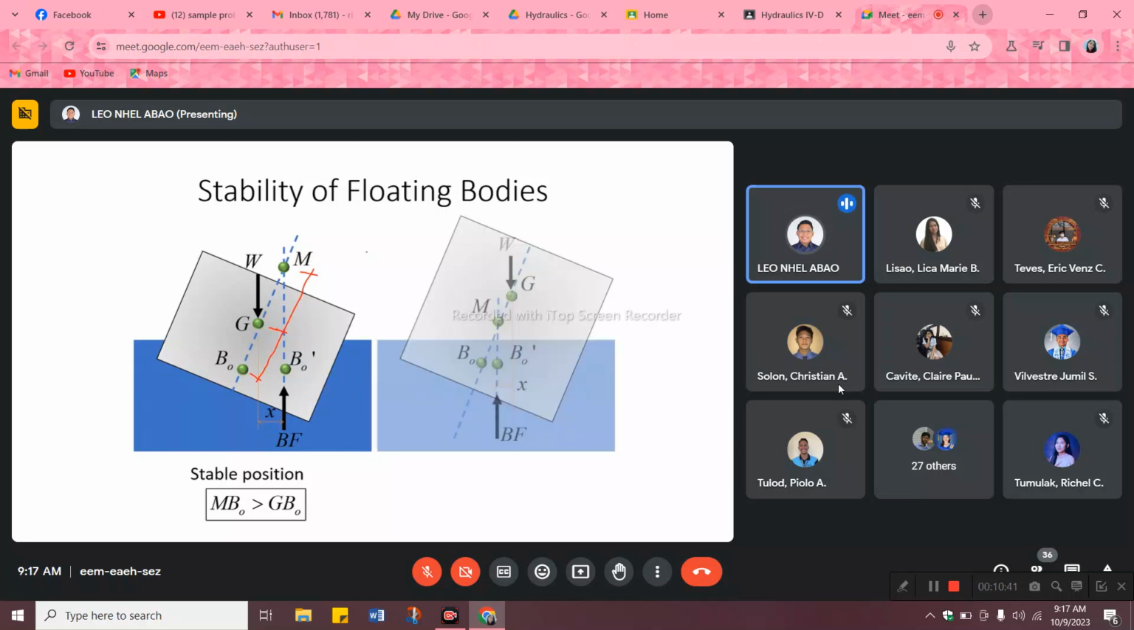When the opposite, for example if M is lower than G, located below G, then MBO is smaller than GBO. It is smaller than that. Therefore, look at the arrows, the couple formed: it rotates this way, so stable. It rotates that way, so it is unstable.